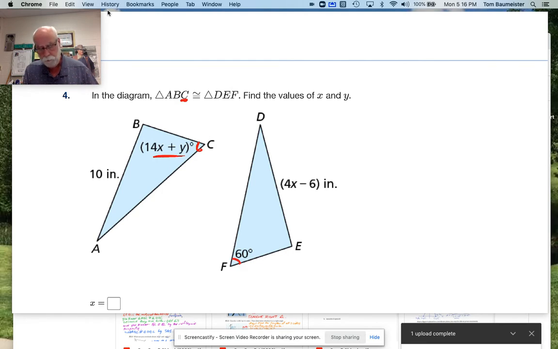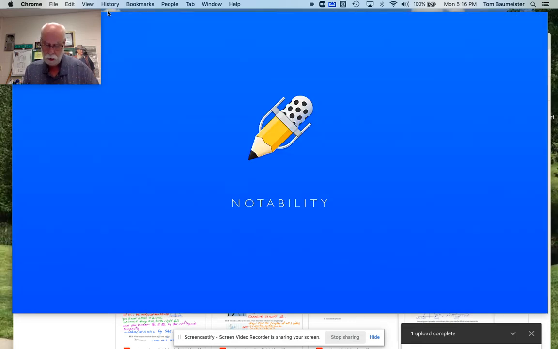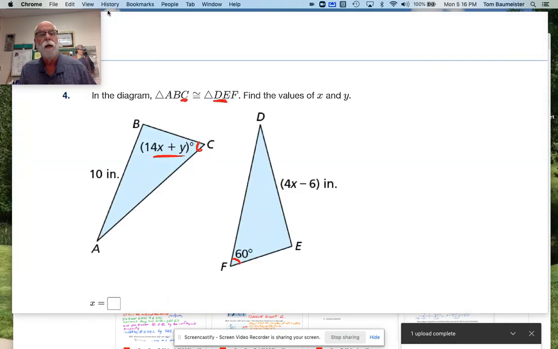All right. Now we can't do anything with that one, if you look, because we have an x and a y. But we know that side DE corresponds to side AB. Sorry, they put that in the wrong place for me. So we know that DE is the same as AB. So we know that 4x minus 6 is the same as 10 inches.